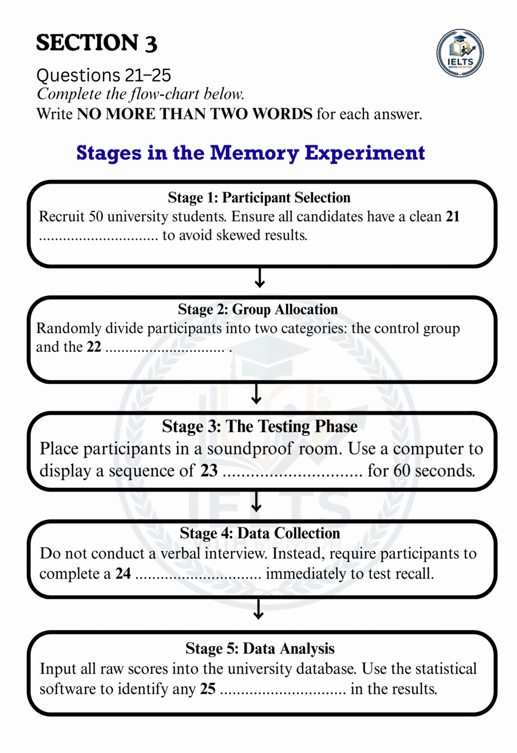Next is group allocation. We'll split the 50 students randomly. Yes, 25 in the control group who will just sit in a quiet room, and 25 in what should we call the other group, the test group? The academic term is the experimental group. Let's use that in the paperwork so it sounds professional. Agreed. Now the actual testing phase.